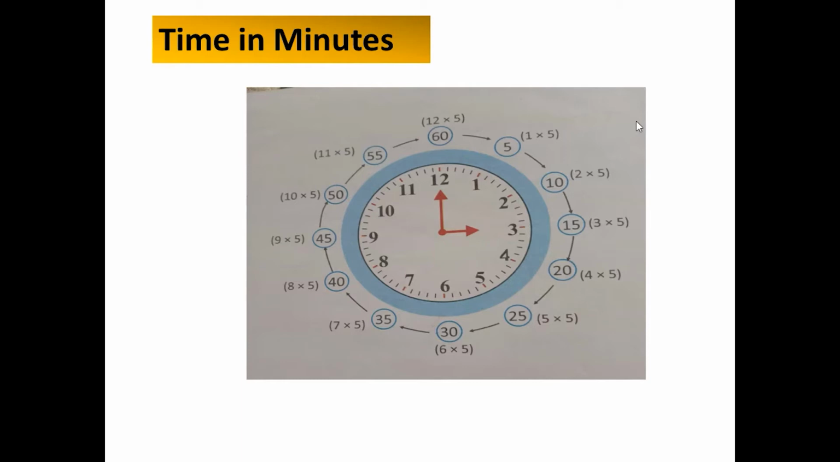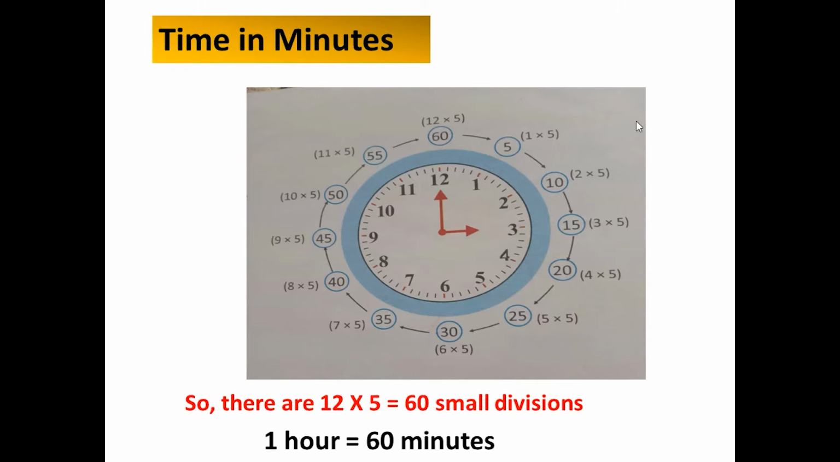So here we read the table of 5. So there are 12 into 5 is equal to 60 small divisions, or we can say that 1 hour is equal to 60 minutes.